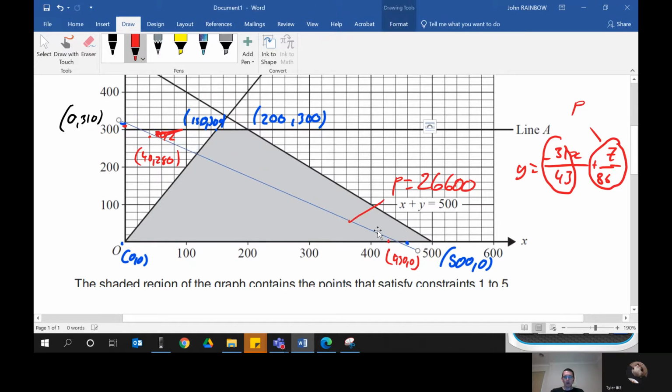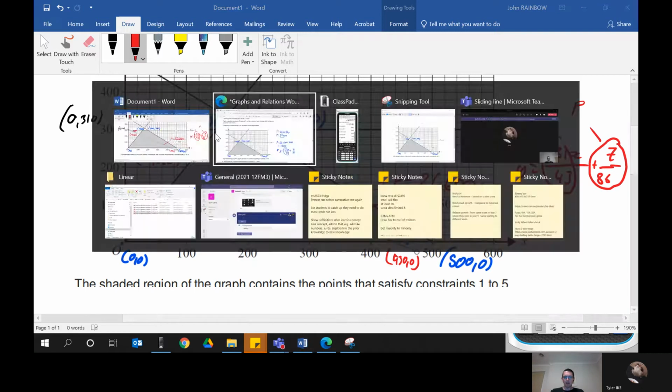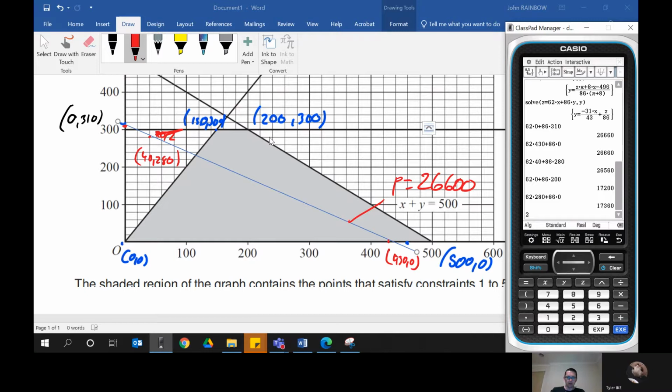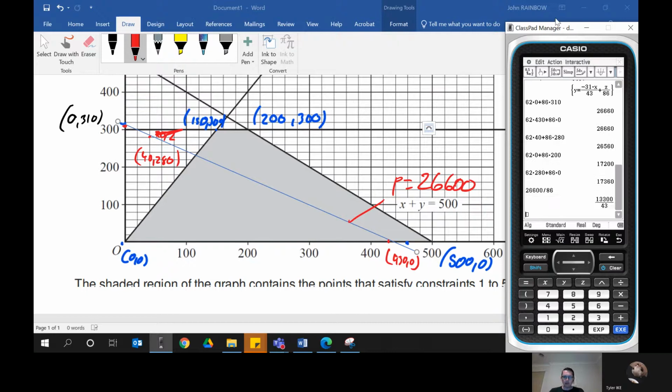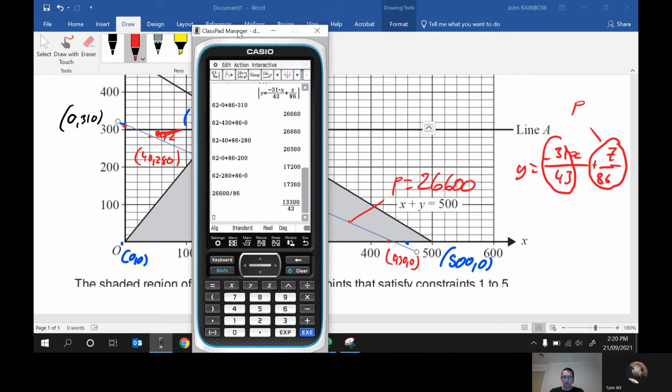So all we're trying to really say here is, my profit for this was, what did we say the profit was? 26,600, right? And we went through 310. Well, obviously then if I put in 26,600 in here, divided by 86, that's going to give me an answer of 310. 26,600 divided by 86. Was it 26,600? Yeah, I think so. It should have given me 310. It should be 26,600.